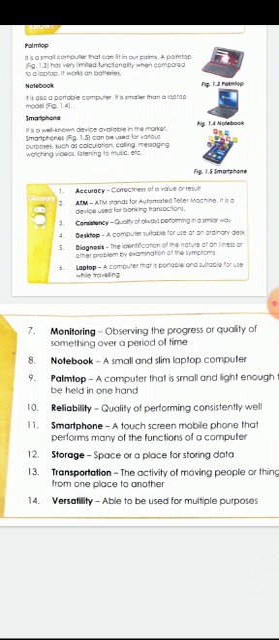Now, glossary. First one is accuracy. Accuracy means correctness of a value or result. Means giving the correct result, the correct value of the result. So it means an error-free result. That is called accuracy. ATM. ATM means automated teller machine. It is a device used for banking transactions. As you know all about ATM, ATM is used for banking transactions.